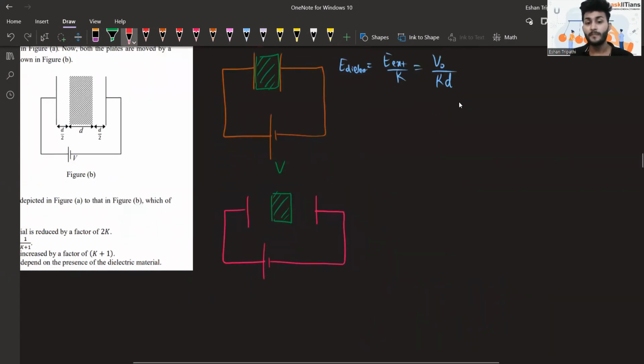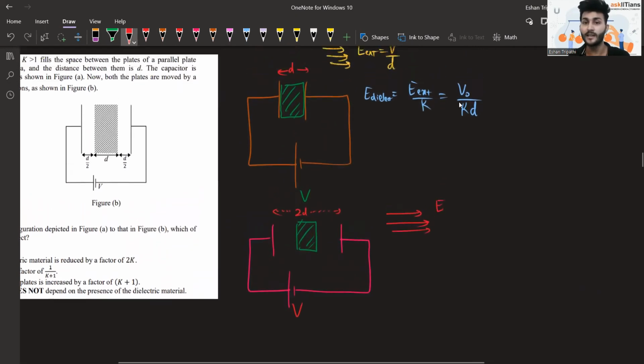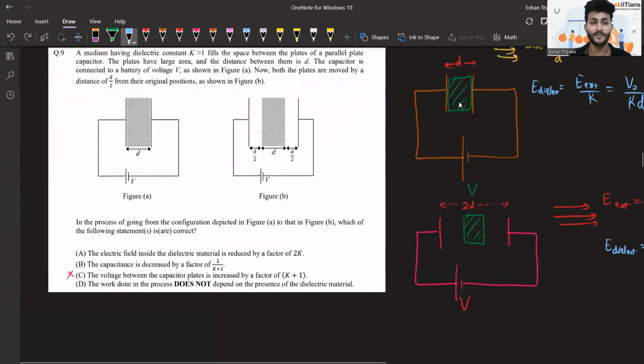But now they're asking if the separation between the plates is double. Just imagine now the separation is 2d instead of just d. So what will be the electric field created in vacuum this time? Electric field created externally in this medium is going to be V naught divided by 2d. Because the separation is doubled, the electric field is halved. And out of that halved electric field, the part of it which exists in the dielectric is again going to be the external electric field divided by k, which is going to be V naught by 2kd. So we can see it actually has been halved. So A part is actually correct for this.